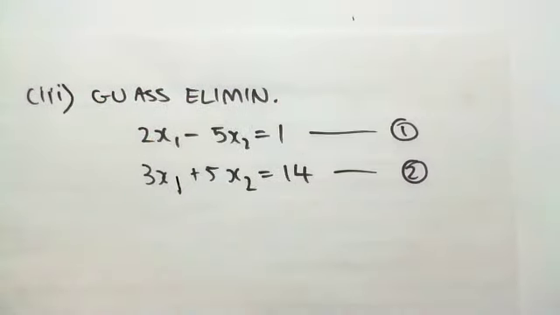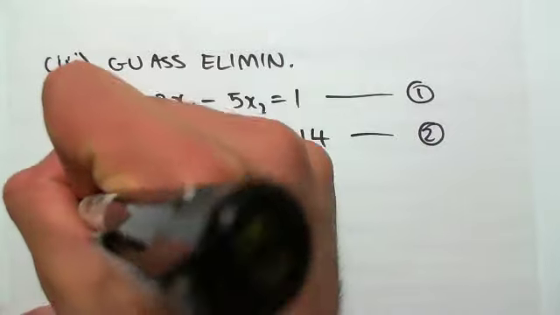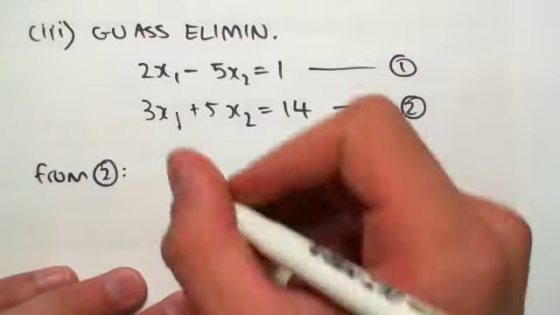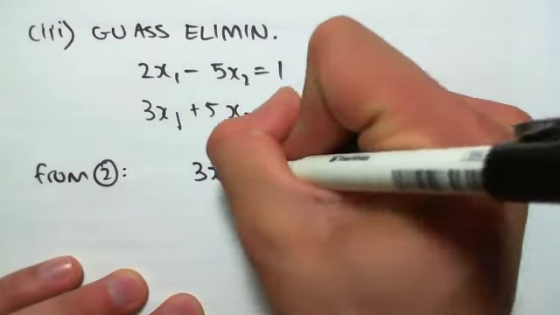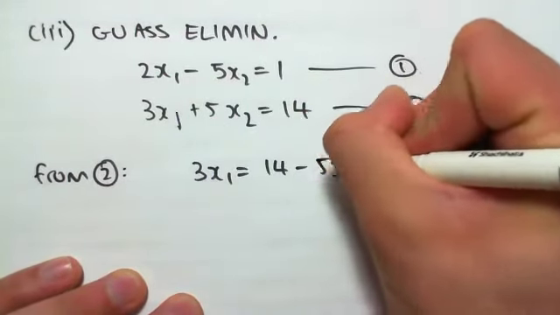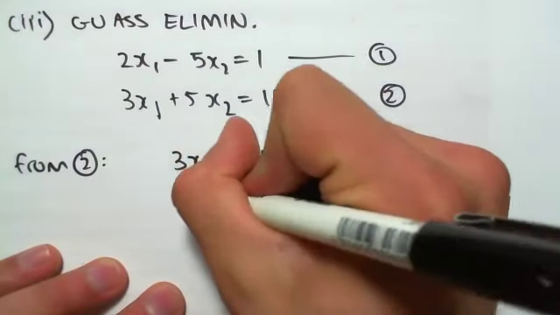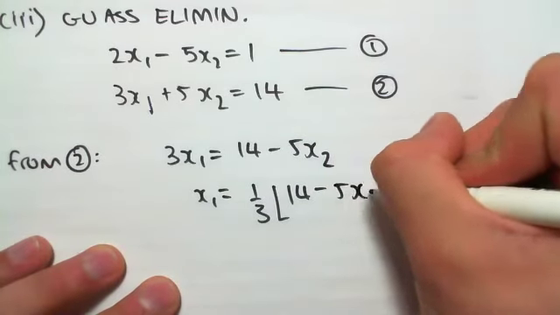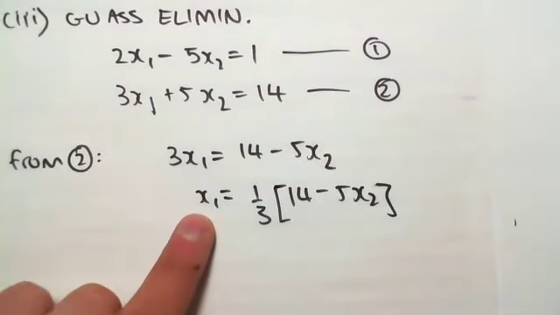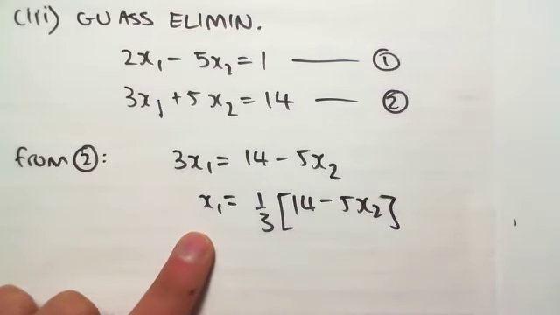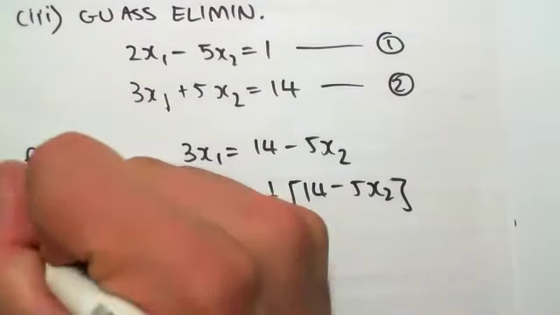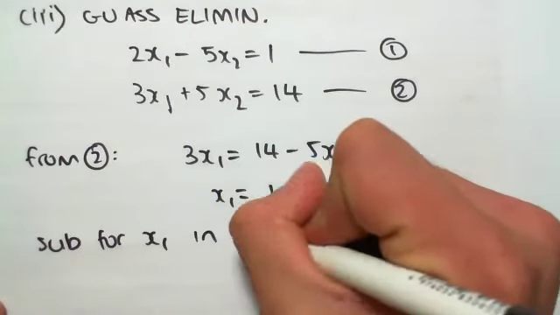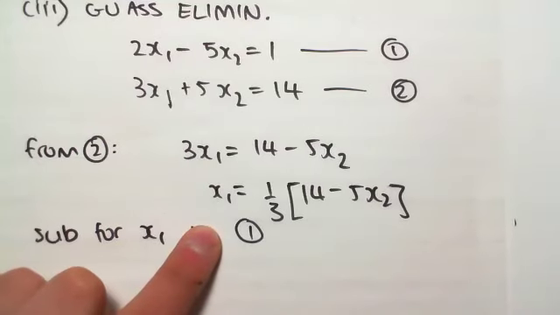So, what we're going to do is go from 2. We're going to get x1 by itself. So from 2 we have 3x1 equaling 14 minus 5x2. Then dividing through by 3, we would have 1/3 outside of 14 minus 5x2. So we isolate the variable. We then substitute that into the other formula. So we're going to sub for x1 into equation 1. Okay, we took it from 2, so we need to go into 1.